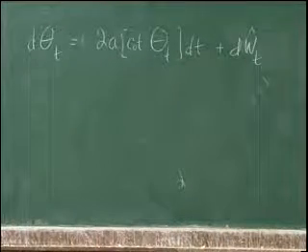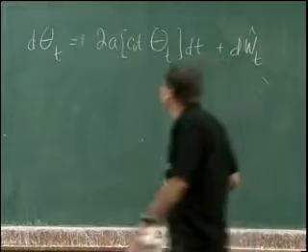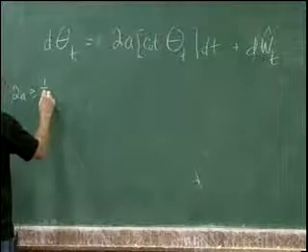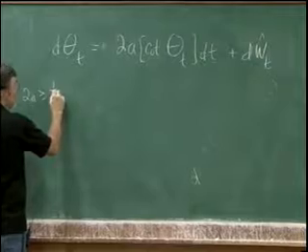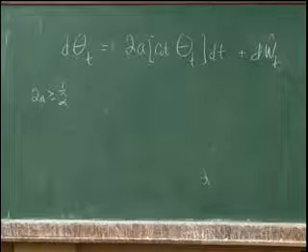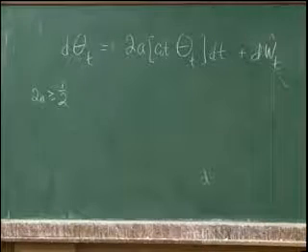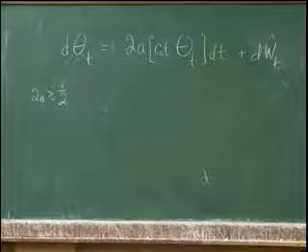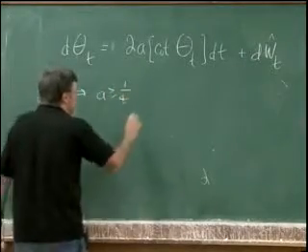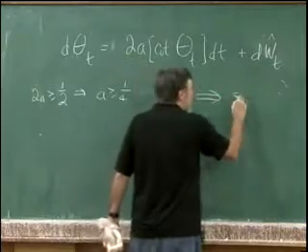And now let's look at our beta again. So now, if 2a is bigger than or equal to a half, which is a bigger than or equal to a quarter, which is kappa less than or equal to 8, that implies solutions exist for all time.